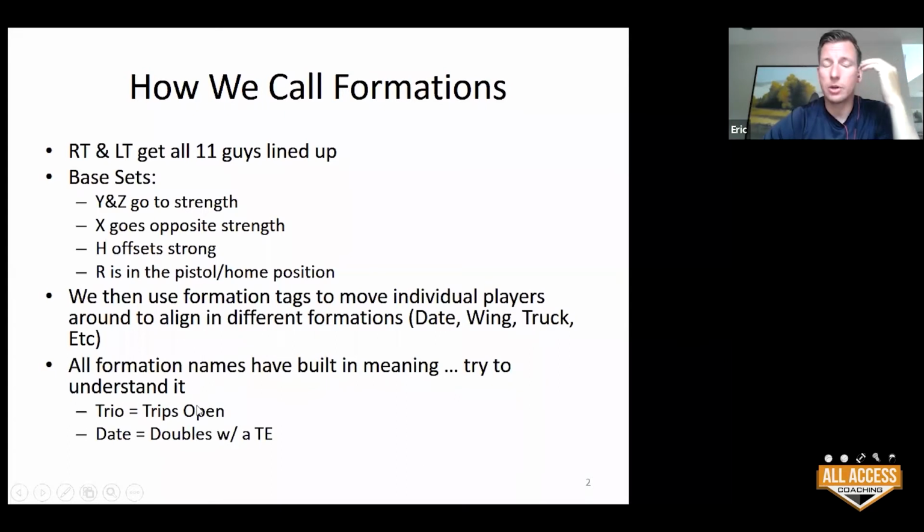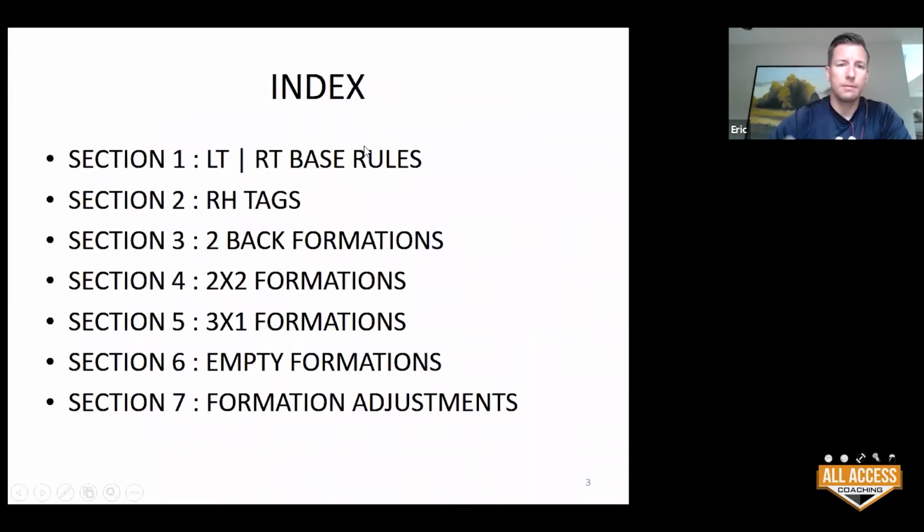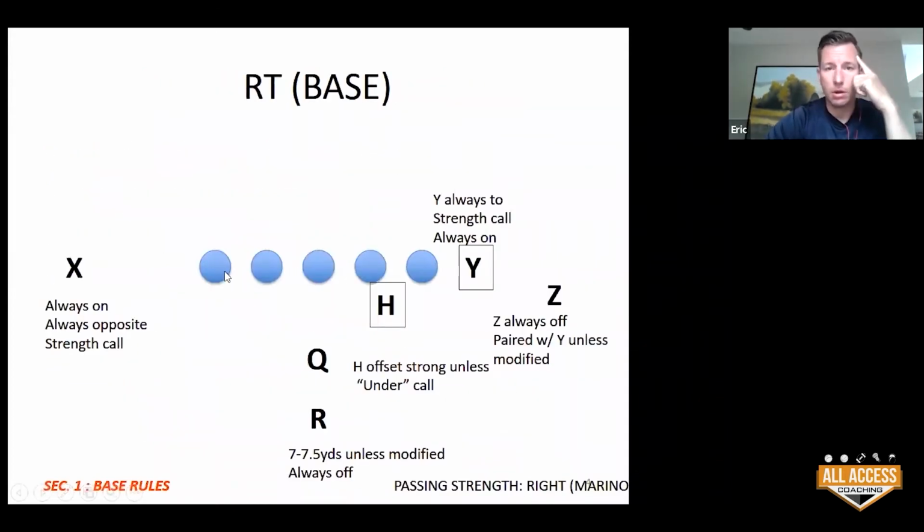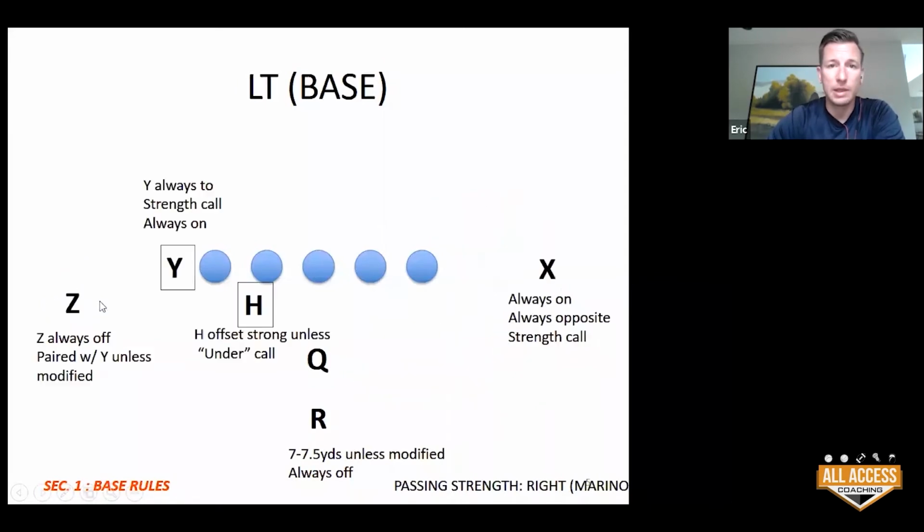So I'm not telling you guys anything you don't know as far as trio, trips open. For us, date is doubles with the tight end. But again, we're trying to build as much meaning as possible into that. Here we go. So if we say right, our kids know the second we say right, tight end's going to strength, Z hangs out with the tight end. We don't flip our left and right side receivers. We just have a right outside and a left outside receiver unless we're in some sort of pro twins type set, then they got to travel. But all our outside guys have to know if I'm to strength, I'm off the ball. If I'm away from strength, I'm on the ball. Then if we say left, there we go.